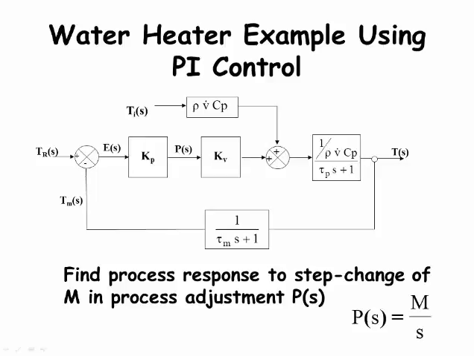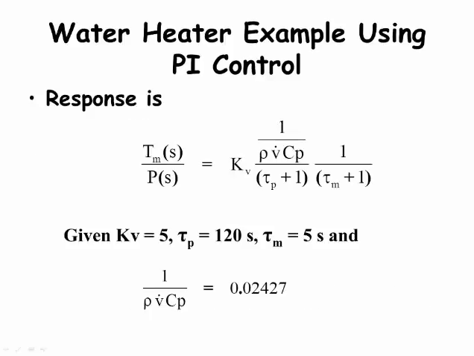Let's see what the controller settings should be for our water heater example. Using our block diagram, we see how the outlet water temperature T behaves if the actuator input experiences a step change of magnitude m. The actuator input function is a step change m over s. Here's the transfer function describing the measured output temperature Tm for a given actuator input P. Using the given data shown, we get the response on the next slide.